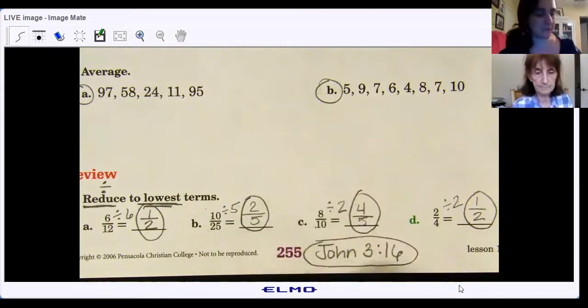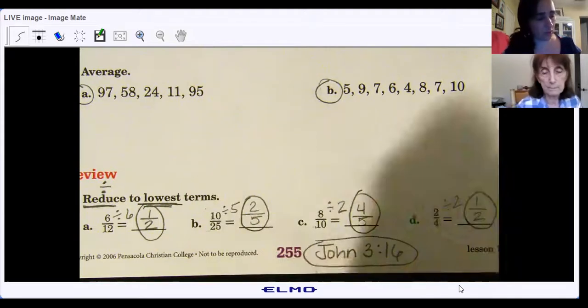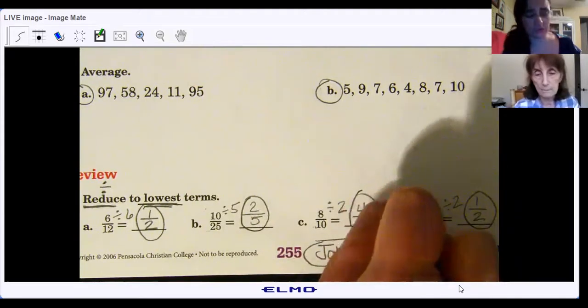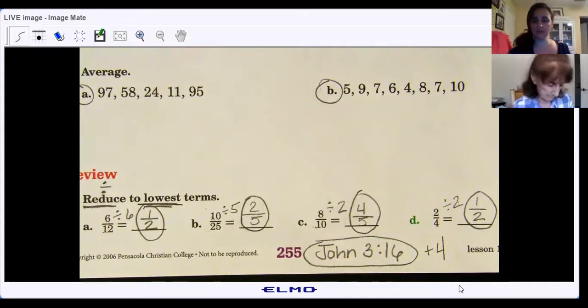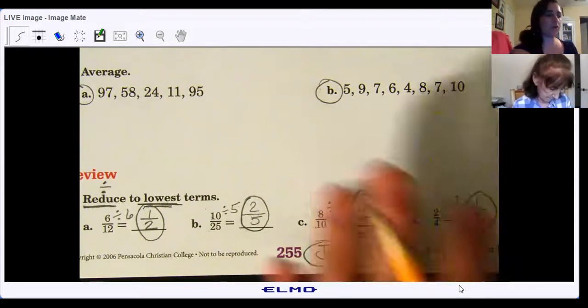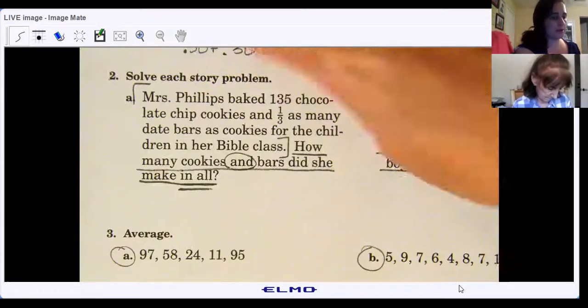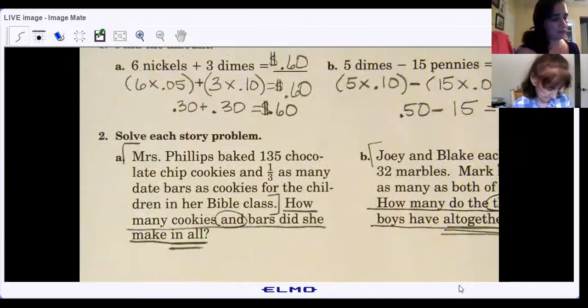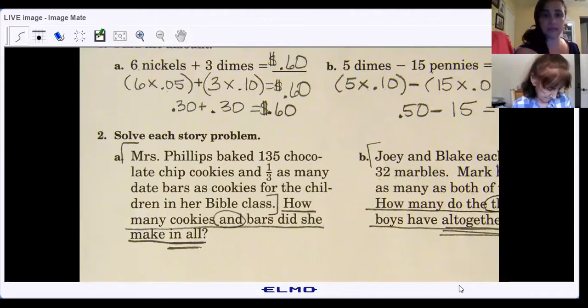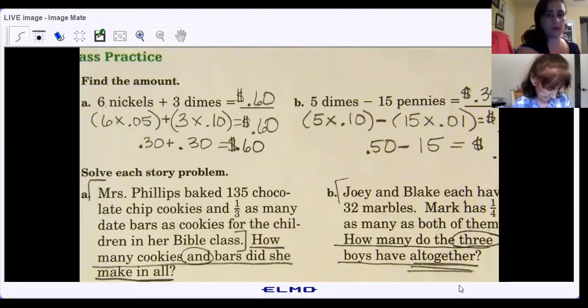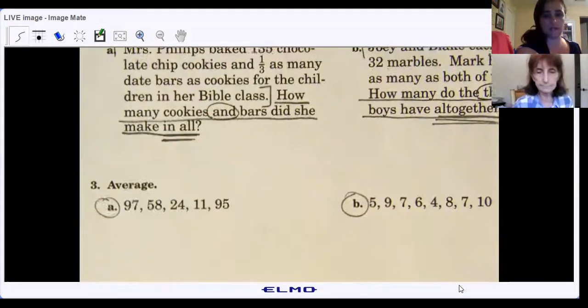How many bonus points, Mrs. Biggs? 4. 4 points. Okay, make sure you note that on yours, Mrs. Biggs. 4 bonus points if you have John 3:16. And you will have all the correct answers for 1, A and B, and 4, A through D. You'll have all those correct. So remember, you do have to do the 2 story problems and the 2 averaging.